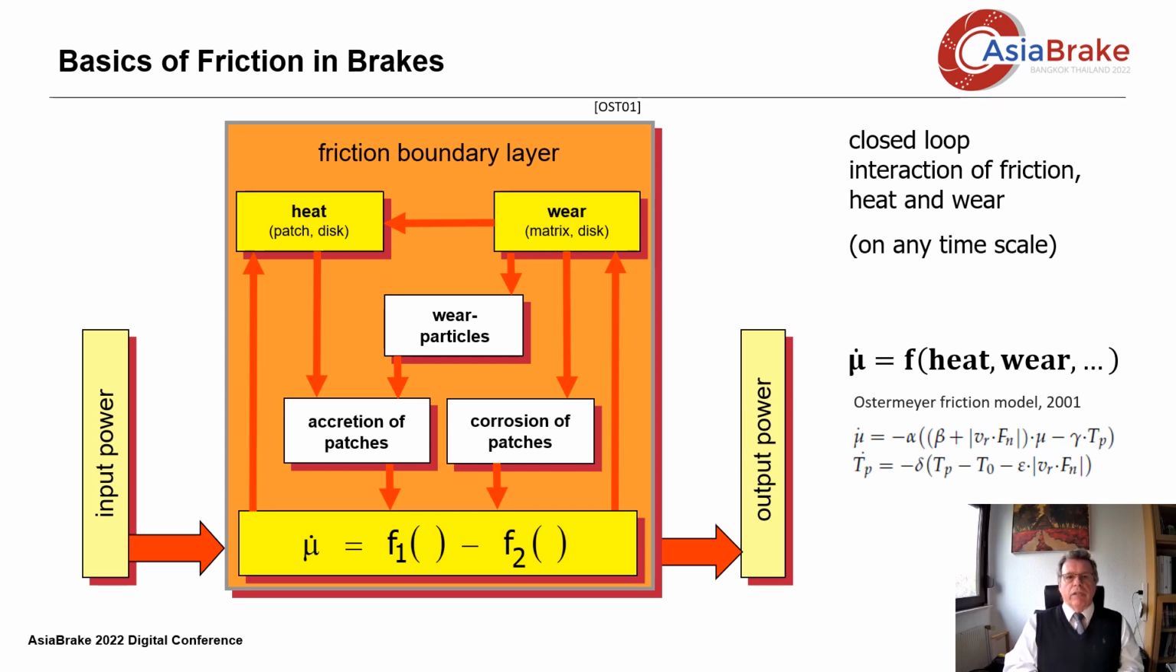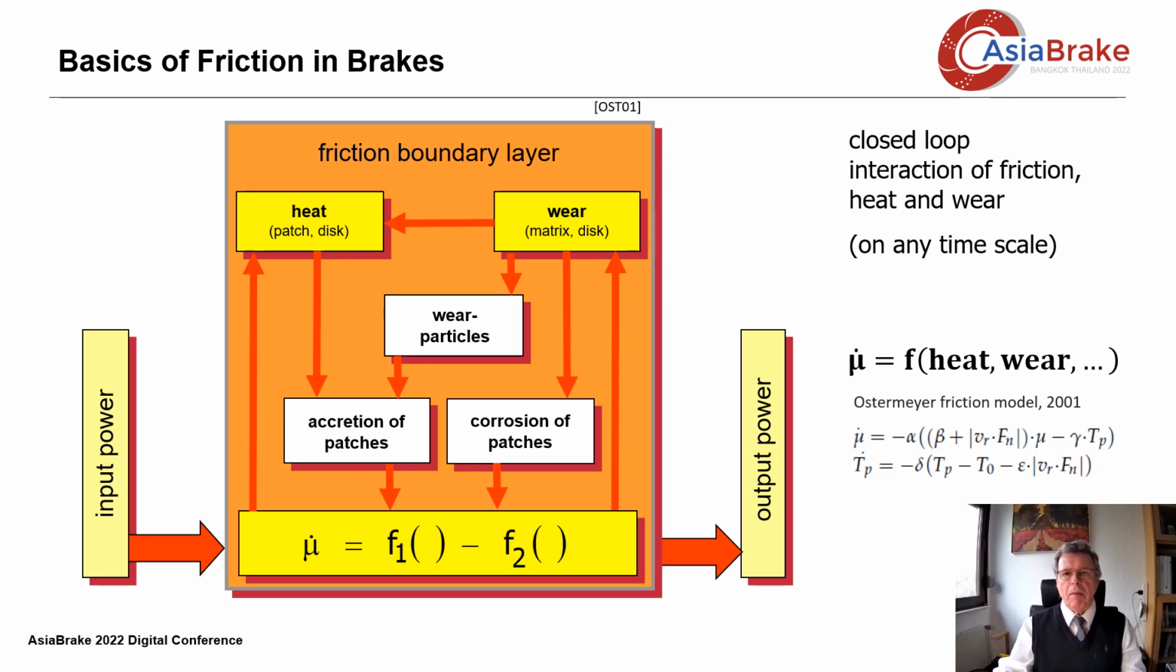Increasing the patch area causes an increase in friction power. Decreasing the number of patches causes a decrease in friction power. See these functions F1 and F2. This process, which has been greatly simplified here, can be seen as a closed loop that provides a simple time balance equation of friction. You can see such a balance equation on the right.